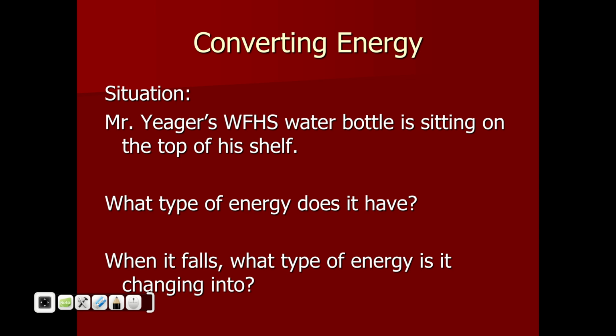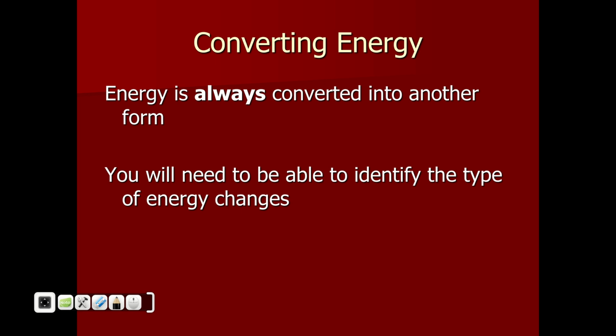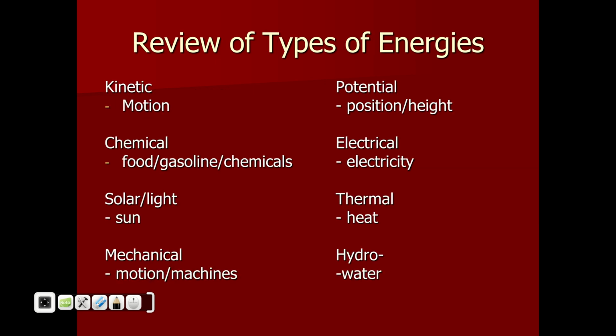You're going to see we are repetitive in these situations. Instead of a water bottle, the first one was a cat. Maybe it's a book, maybe it's an apple falling from a tree. We're going to be using the same energies over and over again. There's usually only about 6 to 8 energies that we really need to feel comfortable with and say, it has this and it's changing to this because of what it's doing. Energy will have some form and then be changed into another form. You need to be able to identify the type of energy changes that occur.